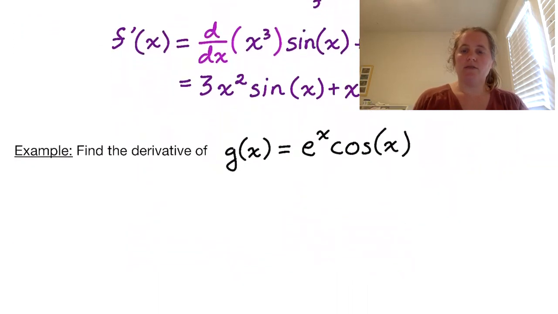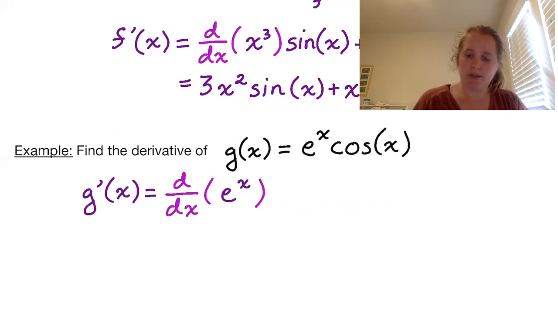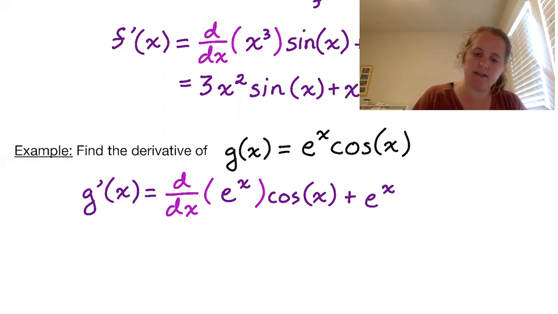All right, so our next function, we have g of x equals e to the x times cosine of x. So again, we're going to do g prime, not x. G prime of x is equal to, we need to take the derivative of e to the x, the first function, and then multiply by the second function. And then to that, we will add the first function, e to the x, times the derivative of the second function.